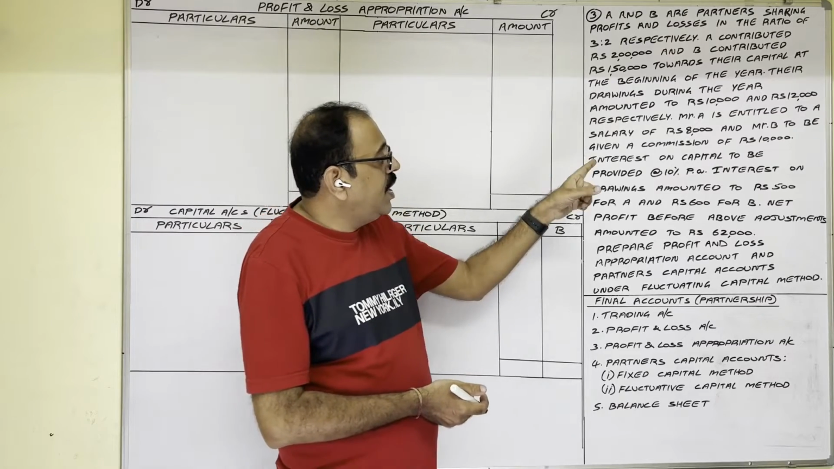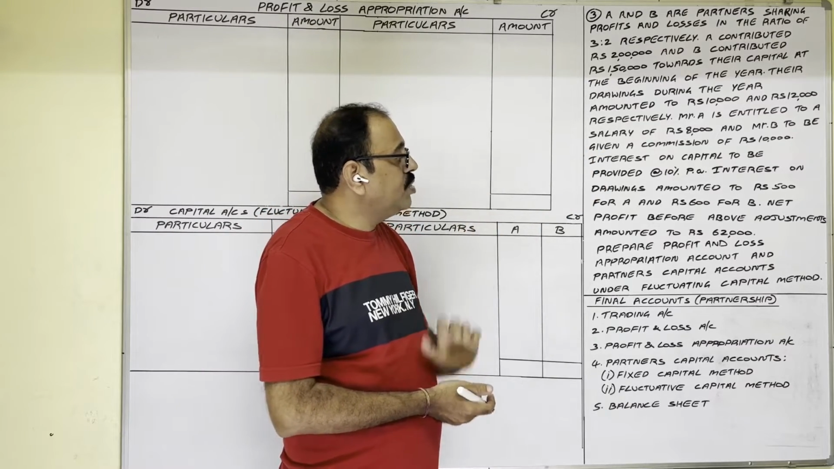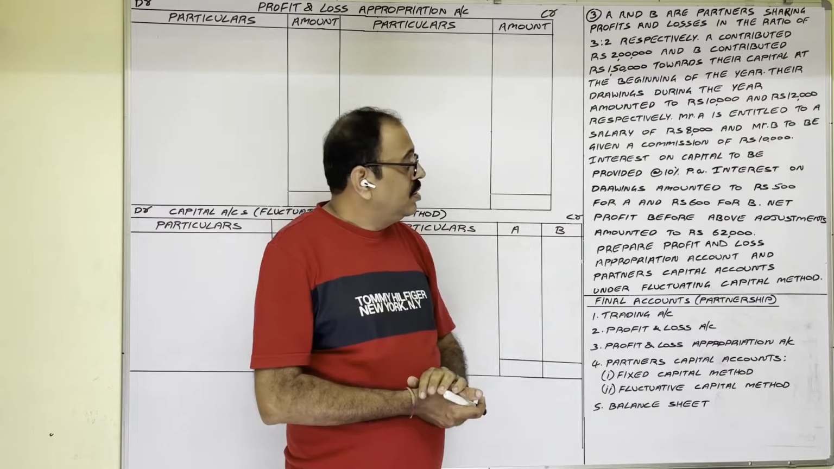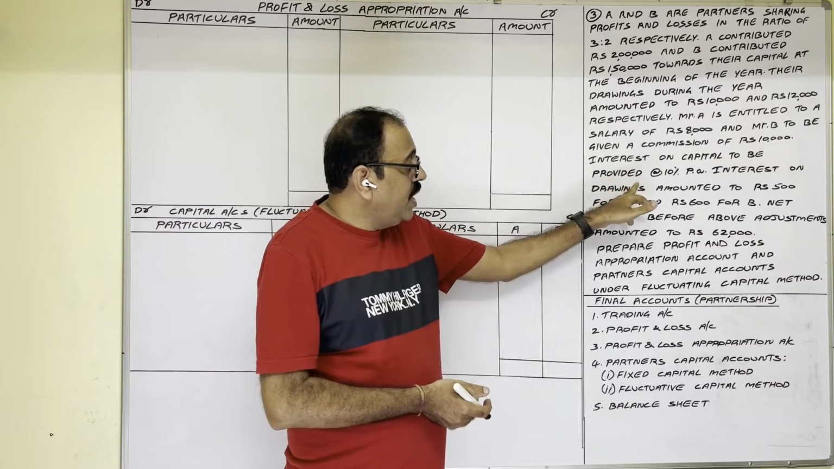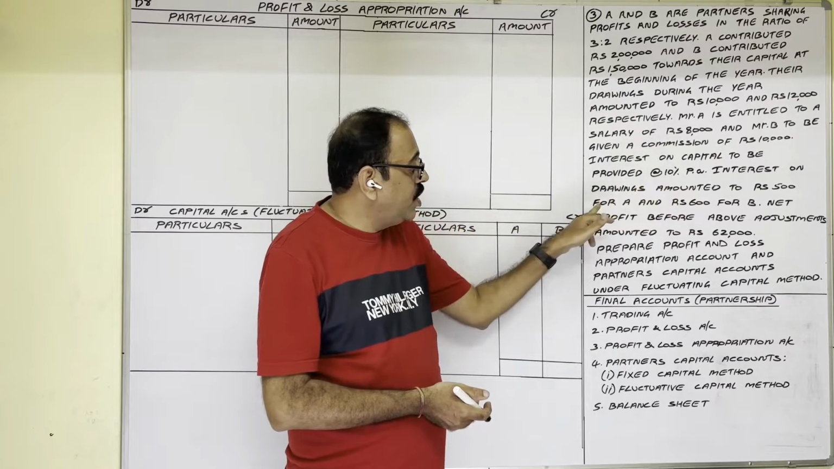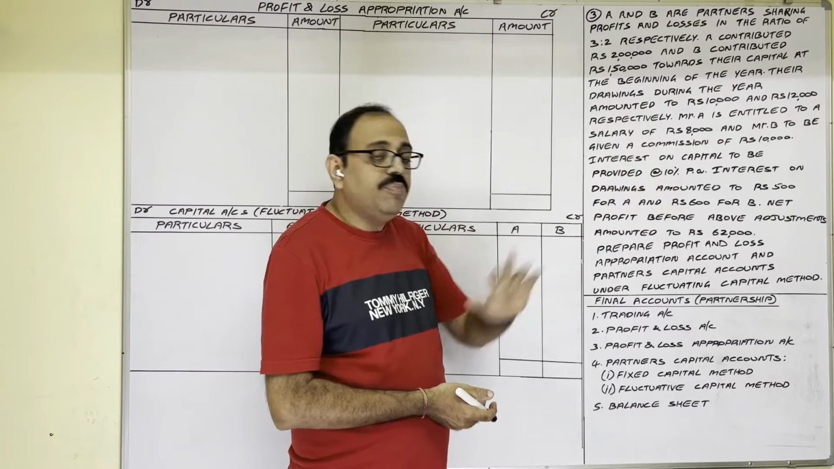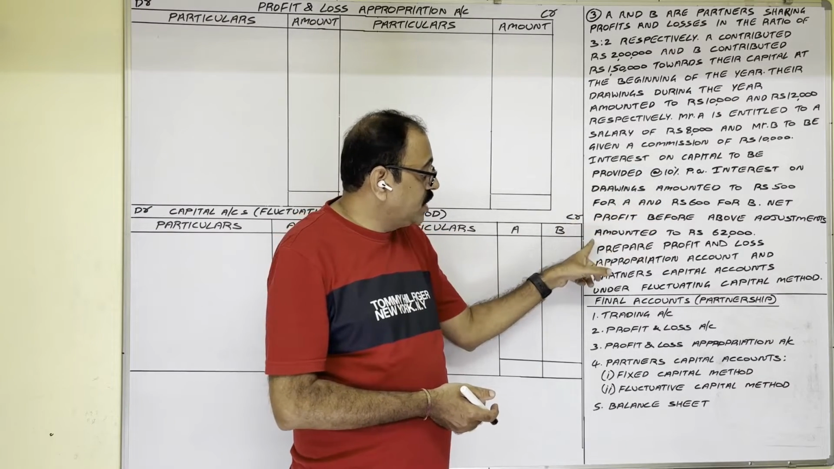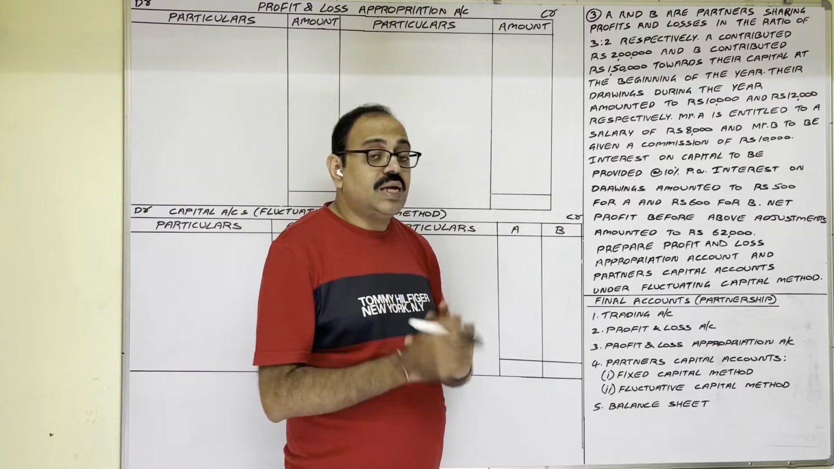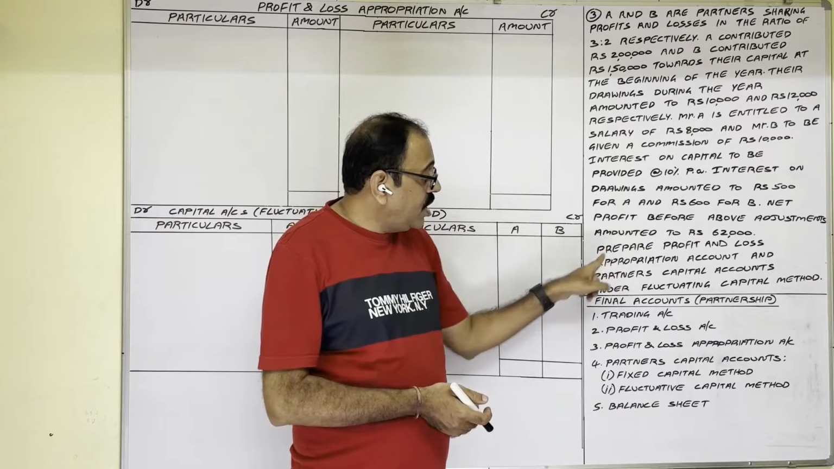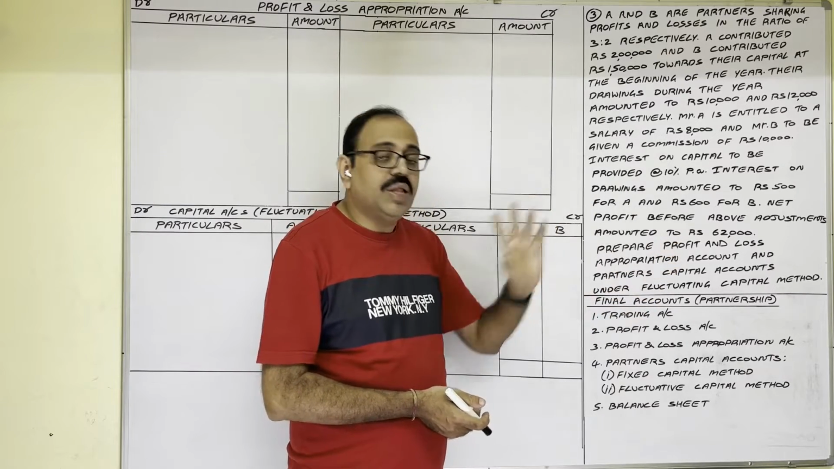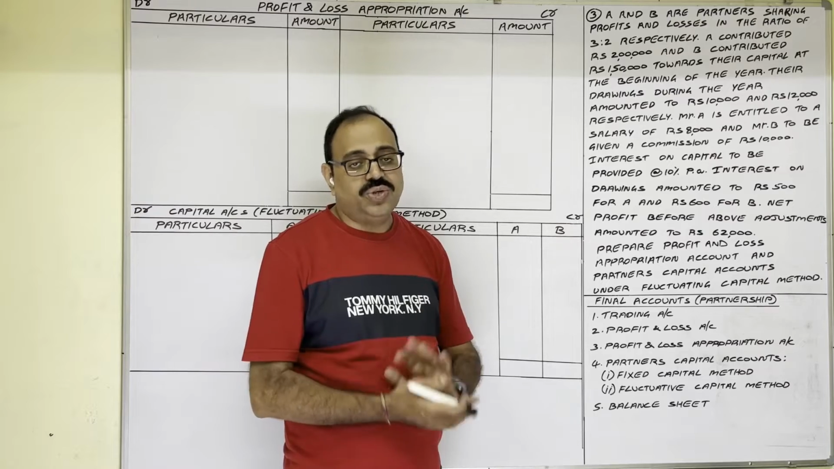Continuation. Mr. A is entitled to a salary of 8,000 rupees and B is to be given a commission of 10,000 rupees. Interest on capital to be provided at the rate of 10% per annum. Interest on drawings amounted to 500 rupees for A and 600 rupees for B. Net profit before the above adjustments amounted to 62,000 rupees. This is the question. Finally, what is he asking us to prepare? Prepare profit and loss appropriation account and partners' capital accounts under the fluctuating capital method. Let us see the solution for this.